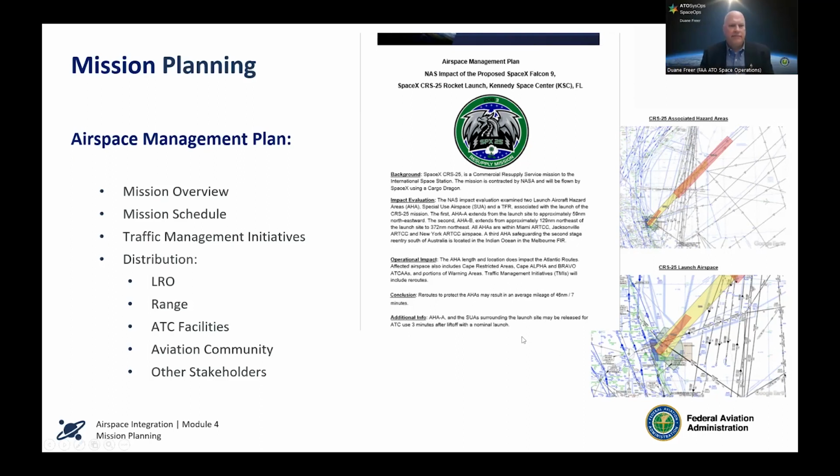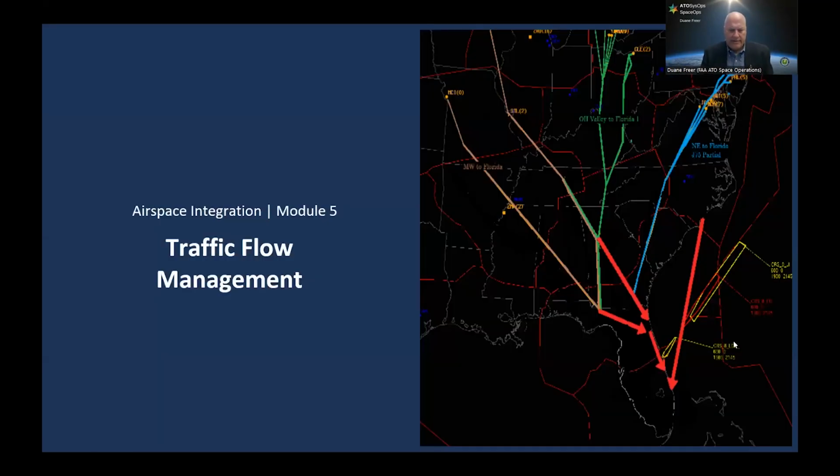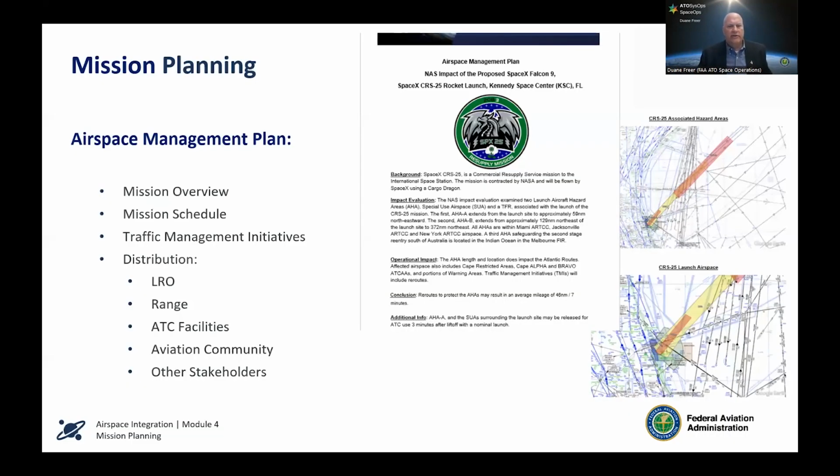Yeah. So I believe we were on the airspace management plan. Oops, sorry about that. This is our externally facing document that gives a mission overview, mission schedule, and traffic management initiatives, and it's distributed to our launch and reentry operators, the ranges, ATC facilities, the aviation community, and other stakeholders. So this is our external outreach to notify those stakeholders of the mission and the intent of the mission, and give them some specifics so they can begin to make their plans for that.